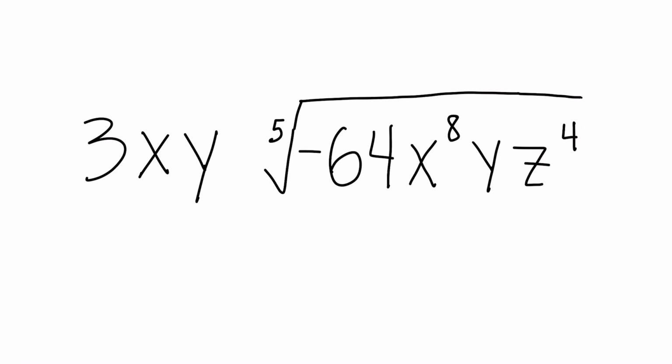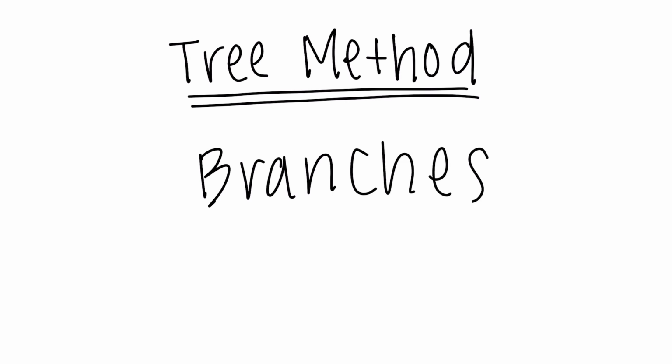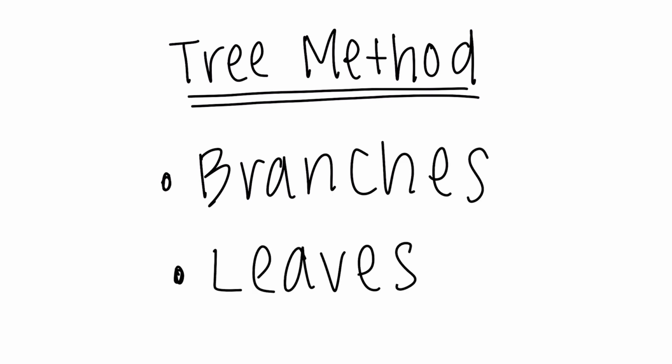Hey everyone, in this video we're going to be looking at how to simplify complex radicals. To simplify radicals we use something called the tree method. On every tree we see branches and we also see leaves. So that's mainly what the tree method is about.